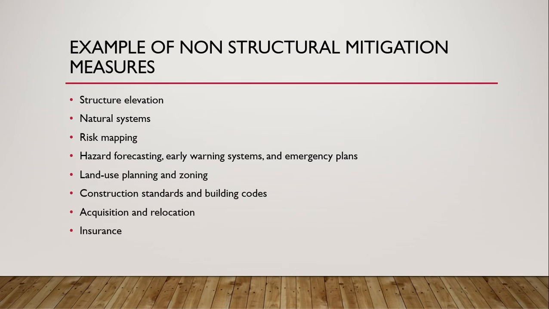Examples of non-structural mitigation measures are structure elevation, natural system, risk mapping, hazard forecasting, early warning system and emergency plans, land use planning and zoning, construction standard and building codes, acquisition and relocation, and insurance.